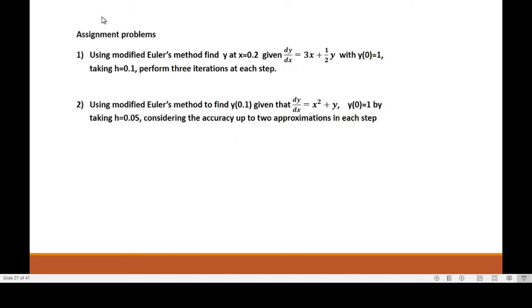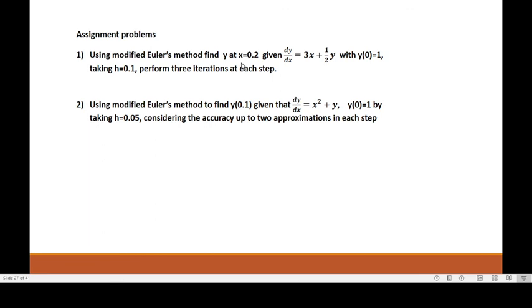Okay. See the assignment problems. Using modified Euler's method, find y at x is equal to 0.2, given dy by dx is equal to 3x plus half into y, with y of 0 is equal to 1. Taking h is equal to 0.1, perform 3 iterations at each step. Okay, so here x naught is 0 and y naught is 1. If we calculate x1, that is x naught plus h, 0 plus 0.1, you will get 0.1. So that is the starting values.